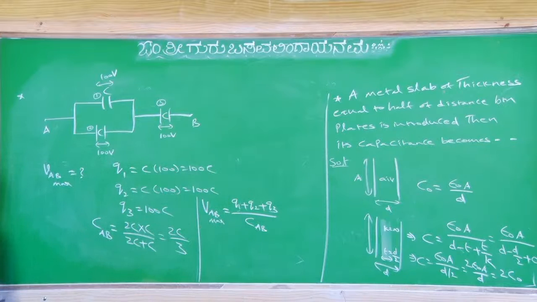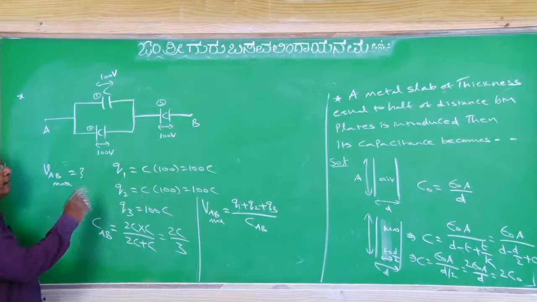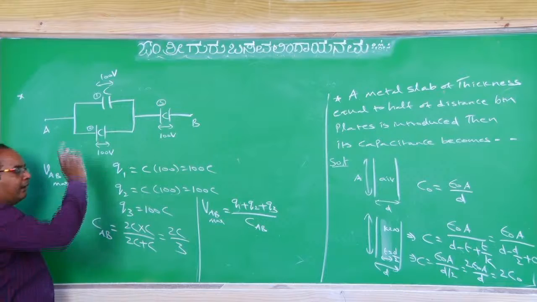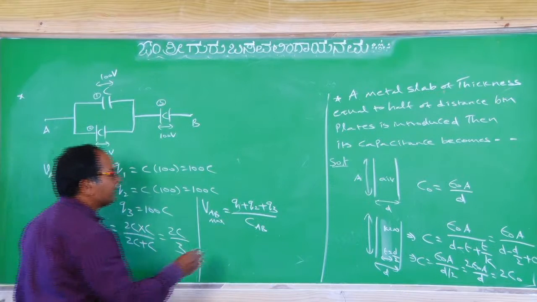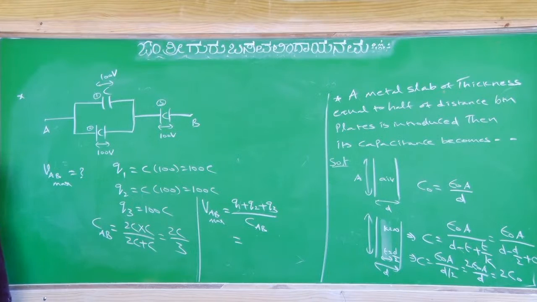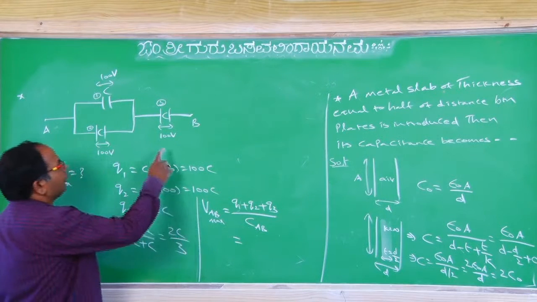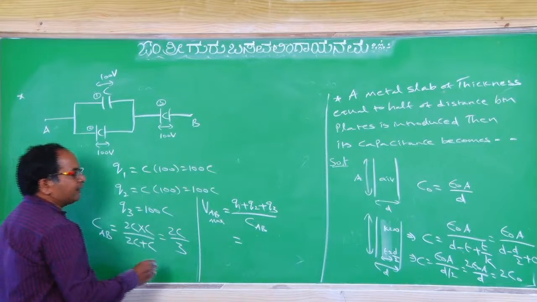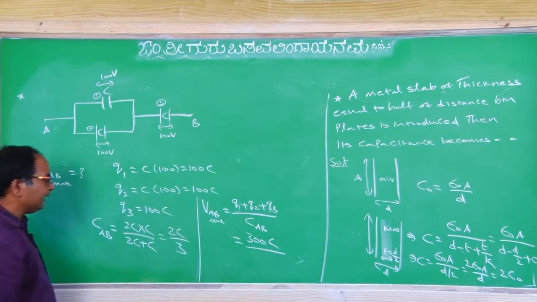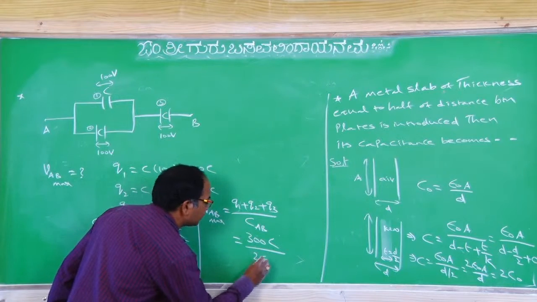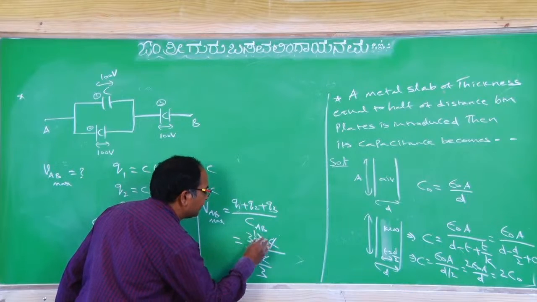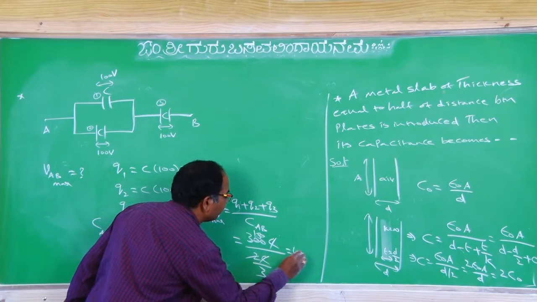Is that right? Divided by CA. Suppose here and here charge is there. Okay. Now how do you write this one? Tell. Q1 plus Q2 plus Q3, how much? 300 C divided by CAB, how much? 2C by 3. So C and C cancel, 2 into 150, that is equal to 450 volts.